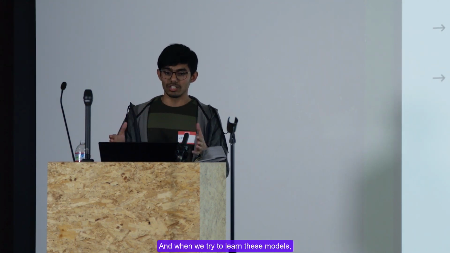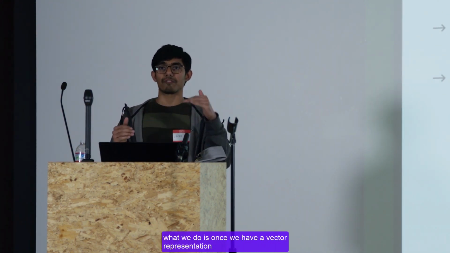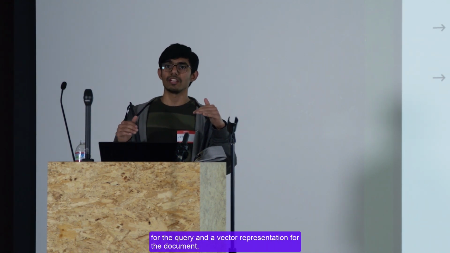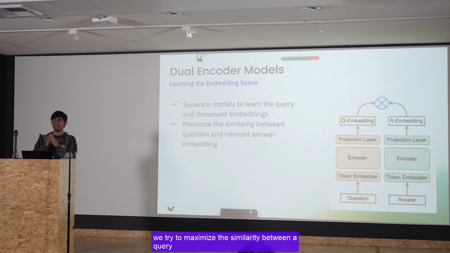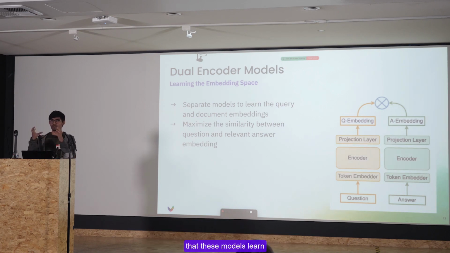When we try to learn these models, once we have a vector representation for the query and a vector representation for the document, we try to maximize the similarity between a query and a relevant document. At the same time, we also try to minimize the similarity between the query and a non-relevant document. When we do multiple iterations with loads and loads of data, that's the type of embedding space that these models learn, which then enables us to perform neural search on top of it.